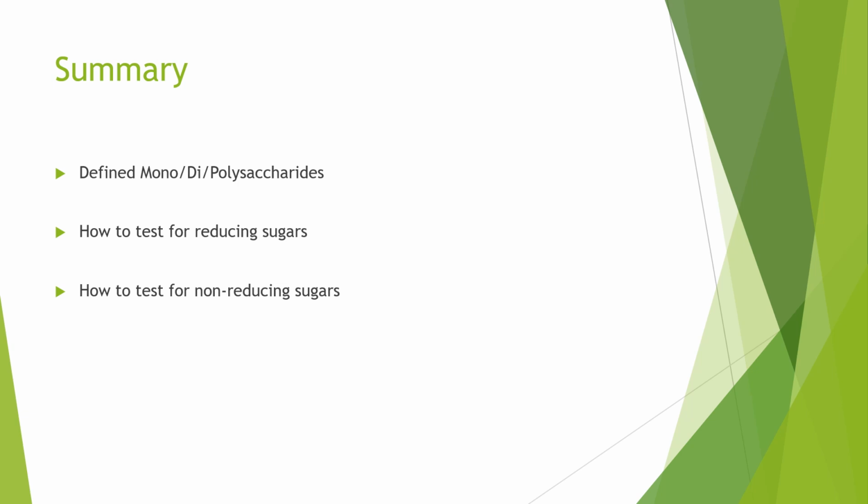So to summarise, in this video we covered the basics of carbohydrates, starting with the definitions for monosaccharides, disaccharides and polysaccharides. We then went on to look at how to test for reducing sugars using the Benedict's test and how to detect non-reducing sugars by first breaking them down with acid and then testing again. These methods are essential tools for identifying different types of sugars in biological samples.